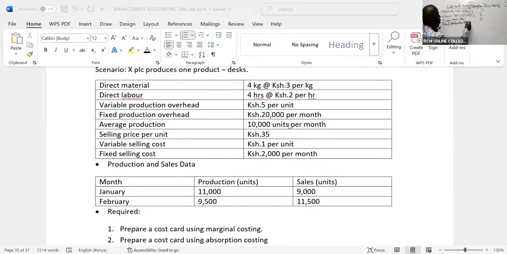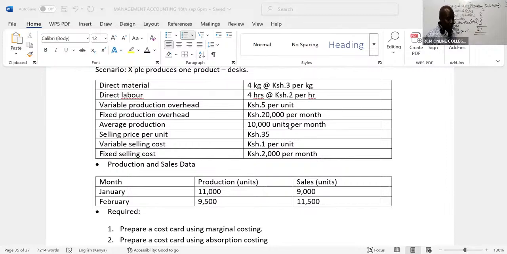So then I will calculate what we call OAR, overhead absorption rate per unit, which will be 20,000 divided by how many units? 10,000. So you take the total fixed overheads over expected production to make it for 1 unit, which in this case gives us 2. So then give me the full cost per unit. 27. Thank you so much.